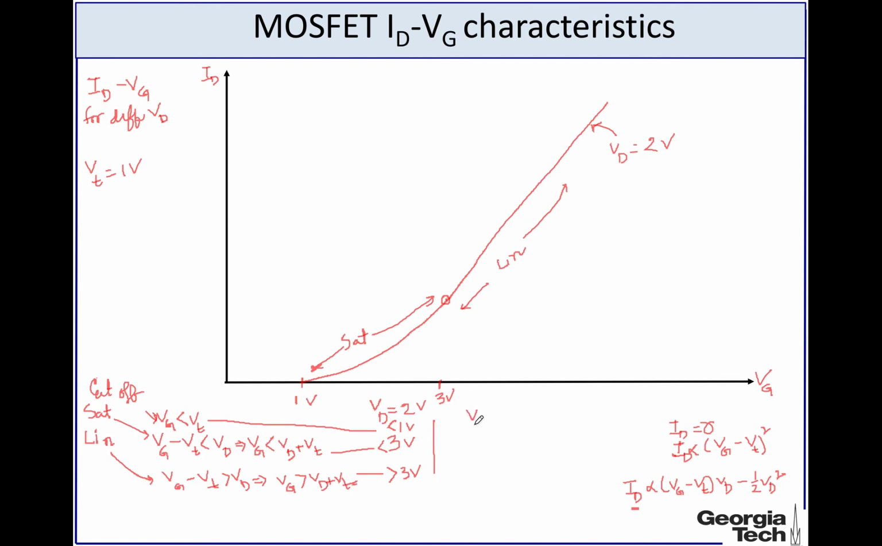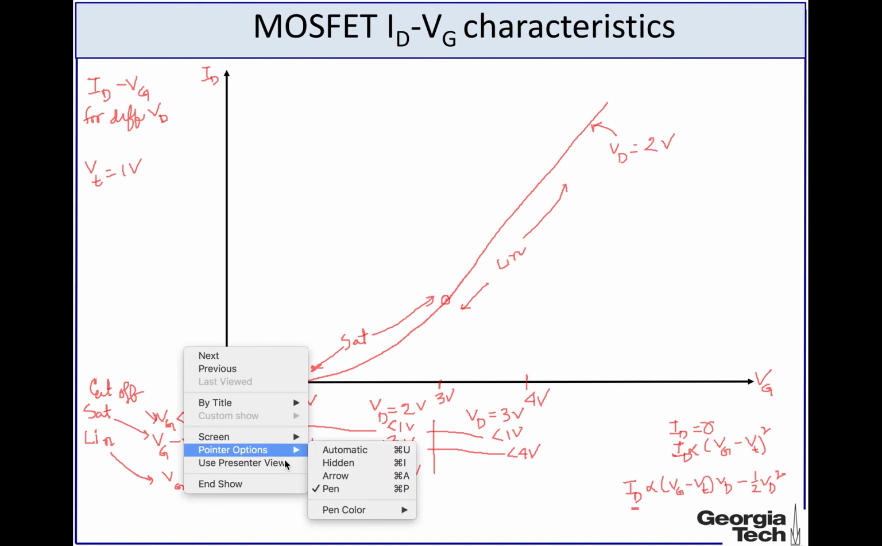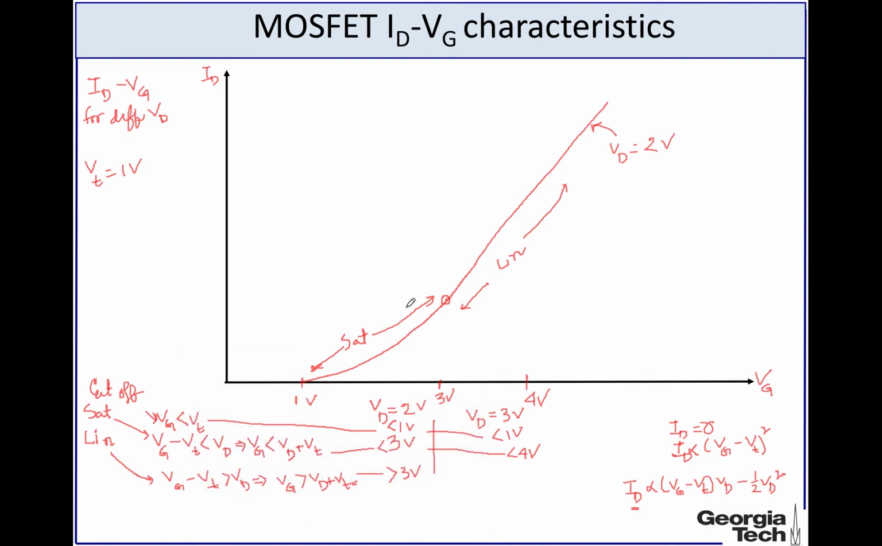Now let's consider the other case. Vd equals 3 volts, and it will be in cutoff when Vg is smaller than 1 volt, and it will be in saturation when Vg is smaller than Vd plus Vt, which in this case is 4 volts. So let's say 4 volts is here. Let's use a different color now. In this case, between 1 volt and 4 volts, it will be a quadratic curve that looks like this. Excuse my drawing, but it will be a quadratic curve here.